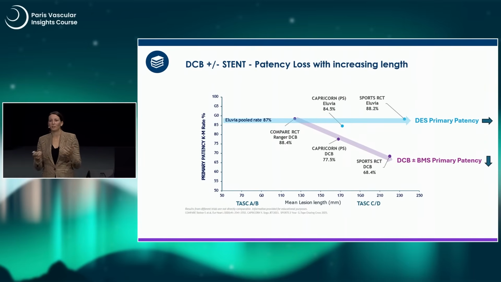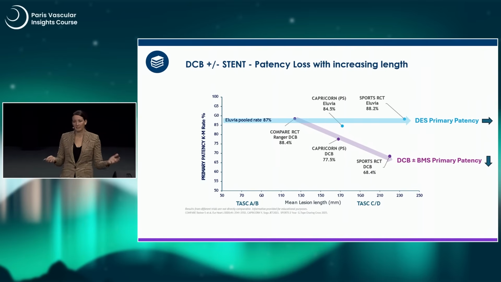And we also know that DCB plus BMS, we thought it could be as good as DES. That's what the COMPARE trial was saying. But it was a shorter lesion, less than 50 centimeters. But if you look at longer lesions, the longer it gets, the higher the gap. And in longer lesions, DCB plus BMS doesn't really perform as well as a DES from the start. And not even thinking about the cost.